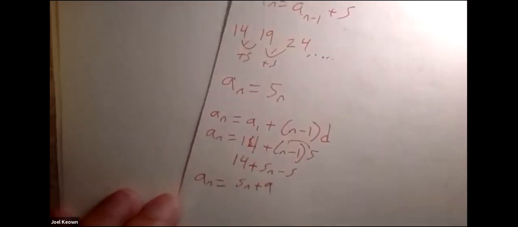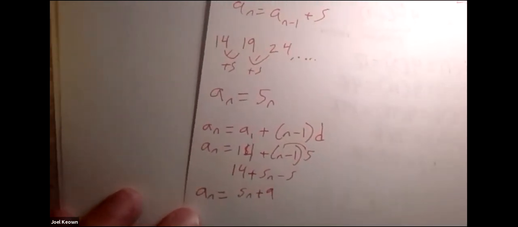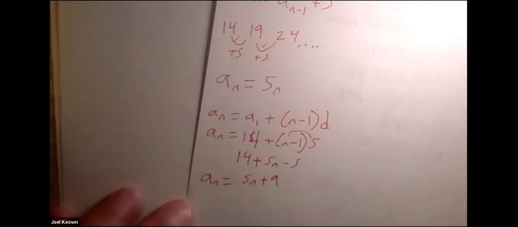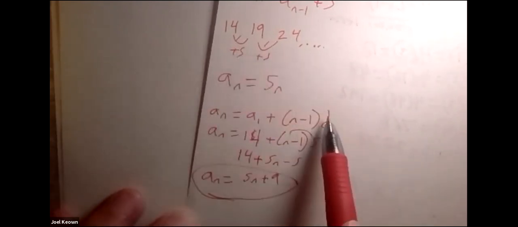Does that work? Well, let's see. If I plug 1 in, 1 times 5 is 5, 5 plus 9, that is 14. What if I plug 2 in? Does it give me 19? 2 times 5 is 10, 10 plus 9 is 19. Yep, what about 3? 3 times 5 is 15, 15 plus 9 is 24, so yes, that works. So when your pattern is that you keep adding the same number, remember you can use your arithmetic formula.